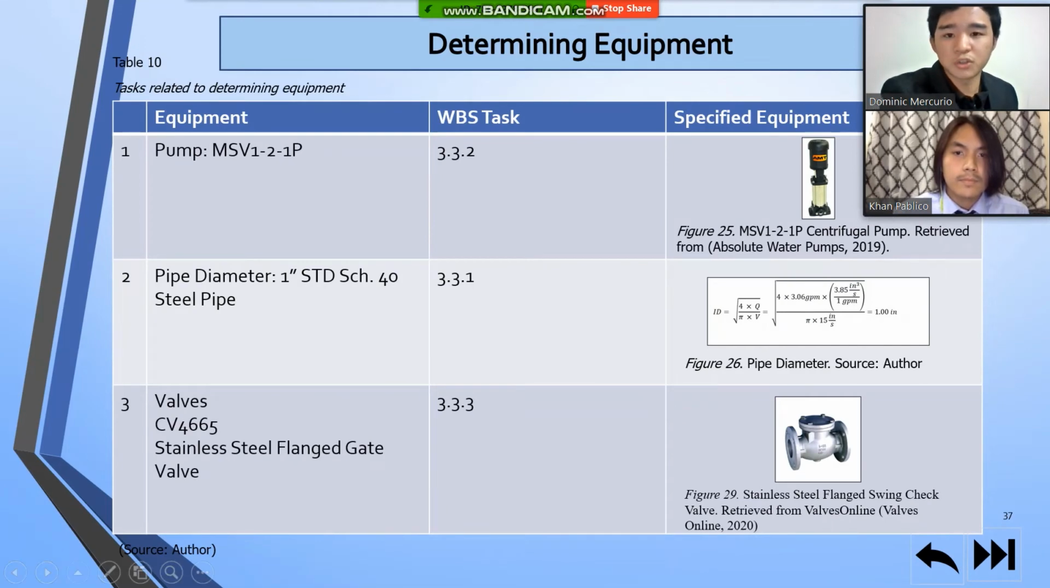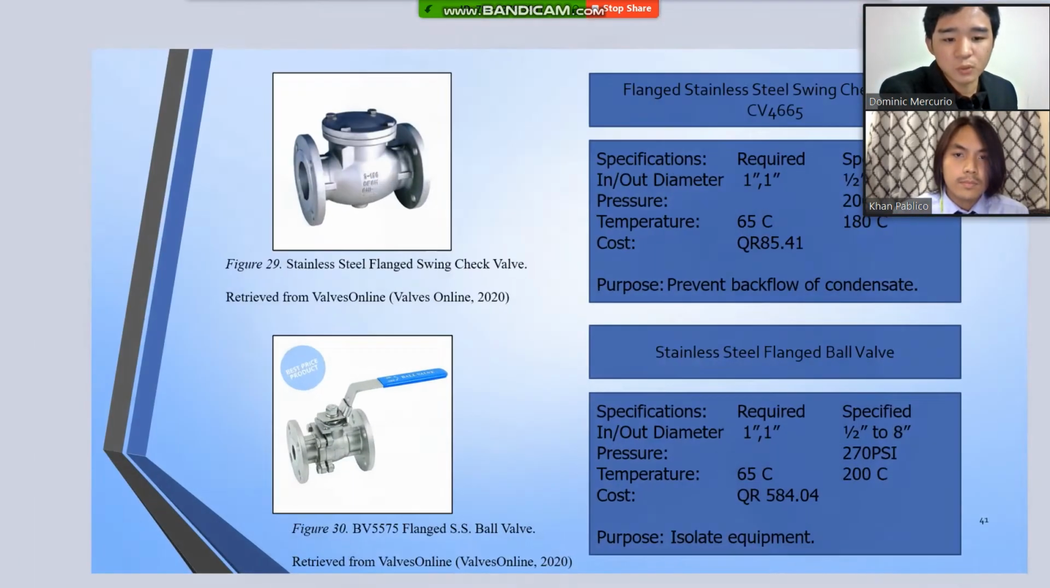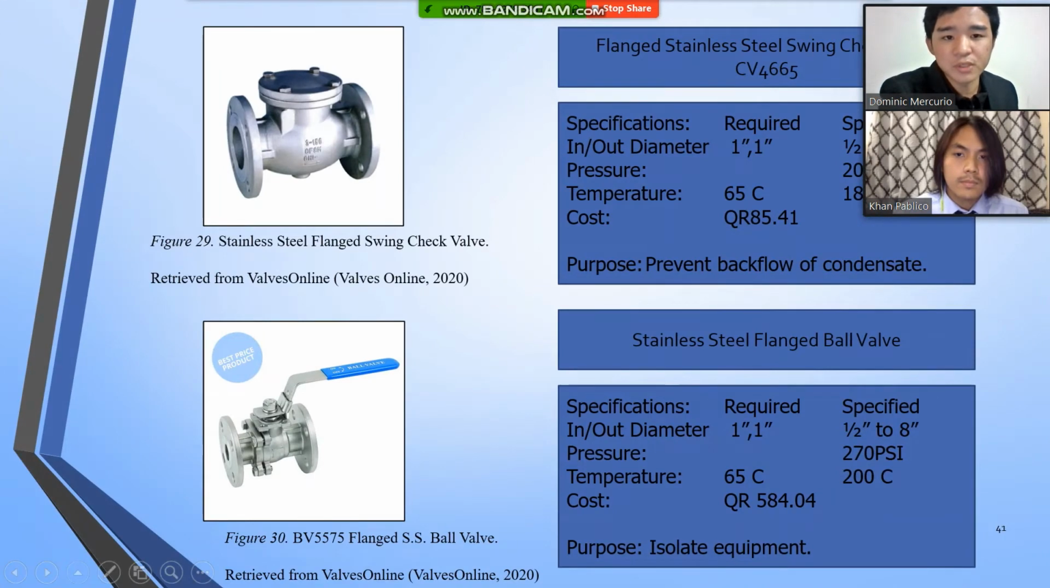The third determined equipment is the valve. There are two types of valves required for this project. The first one is the flange stainless steel swing check valve. This valve will prevent backflow of condensate.